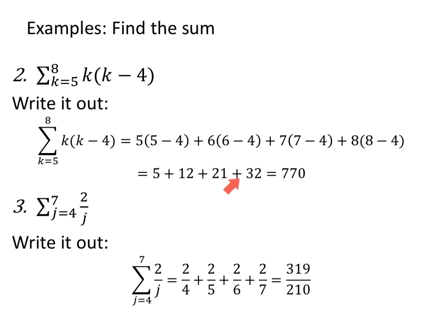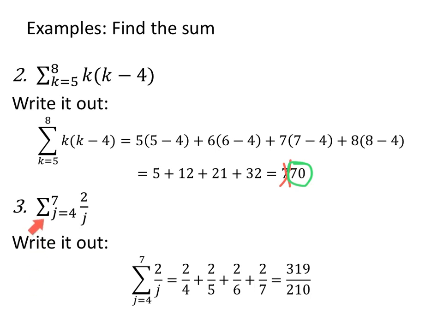That's 5 plus 12 plus 21 plus 32, which I seriously doubt is 770, so maybe I should count this one out for you. 32 and 21 sure looks like 53. 53 plus 12 is looking like 65. 65 plus 5 is looking like 70. So it looks like my fingers stuttered a little bit. My answer is just 70, not 770. Mistakes happen. Sorry about that.